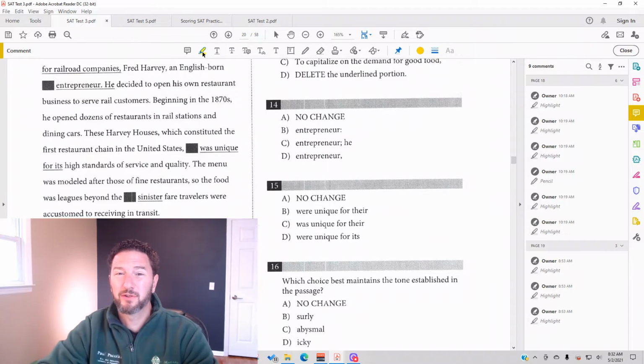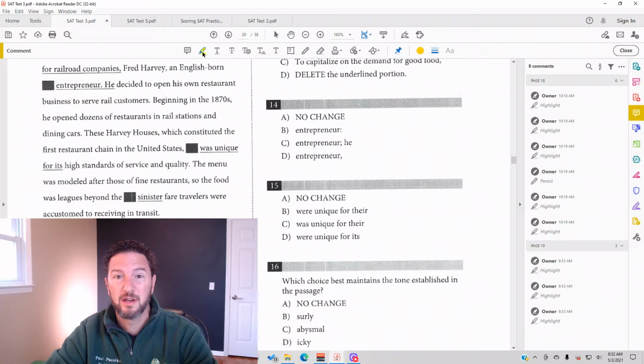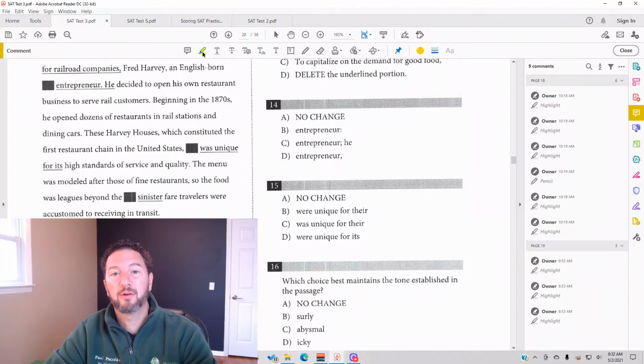Tone questions are usually pretty difficult, especially for the reading comprehension section. But in the writing and language, there's a simple thing you want to keep in mind in order to get these questions correct. My name is Paul Pasulka, Ivy Masters Learning Center and ivymasters.com.